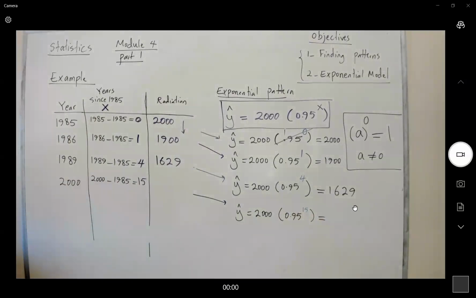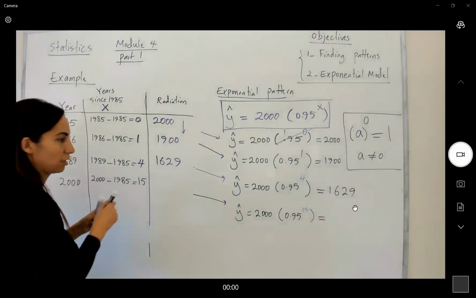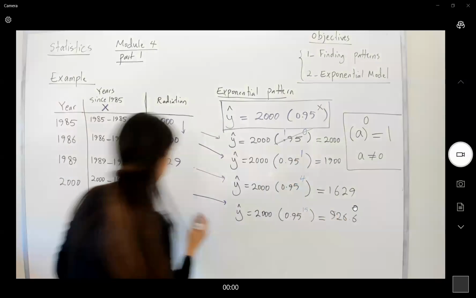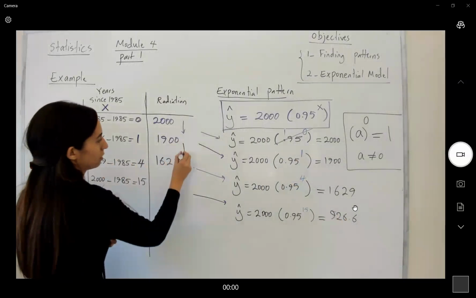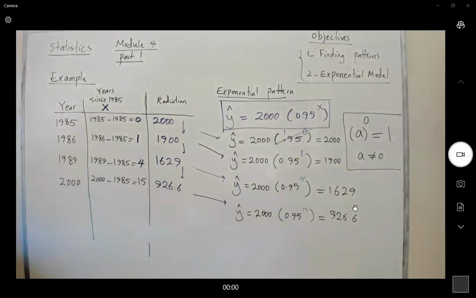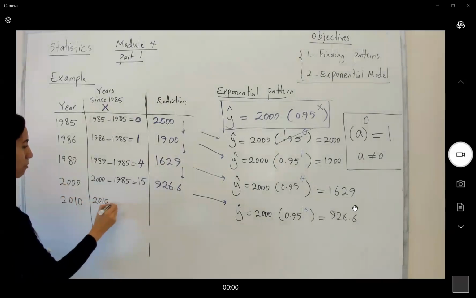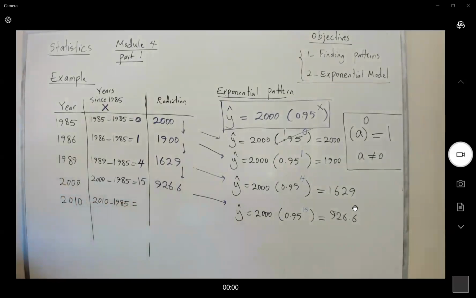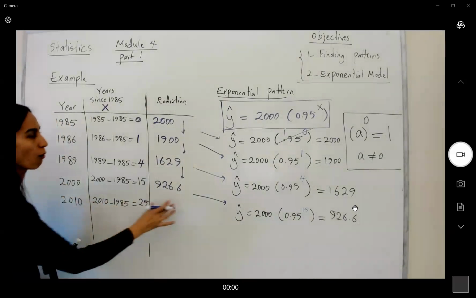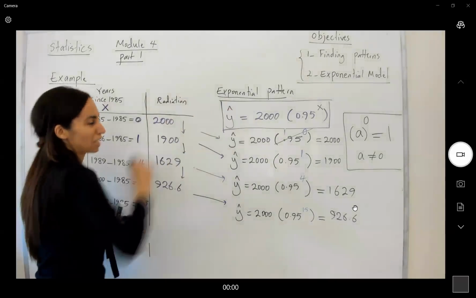Very well. We have 926.6. There we go. Yes. That seems to be true. Very well. What is our next year? 2010. So 2010 minus 1985, which is equal to 25 years. 25 years after the explosion. What is the amount of radiation?